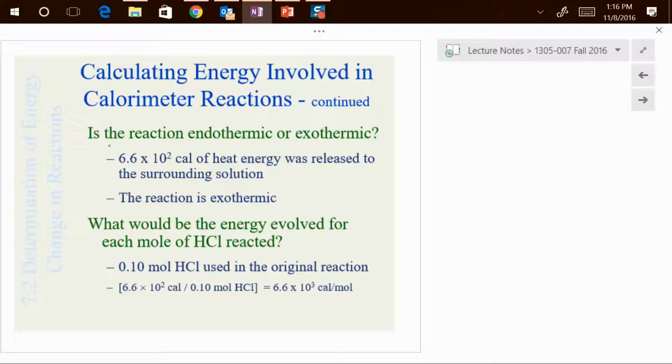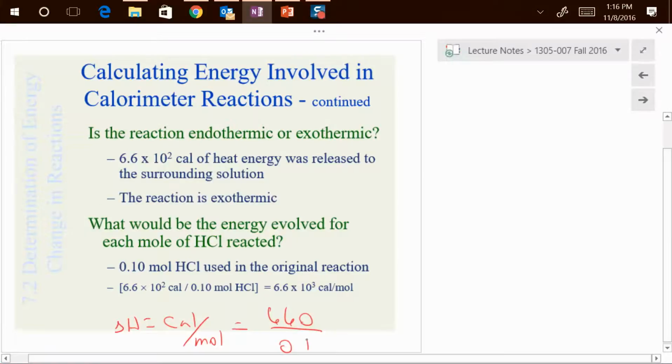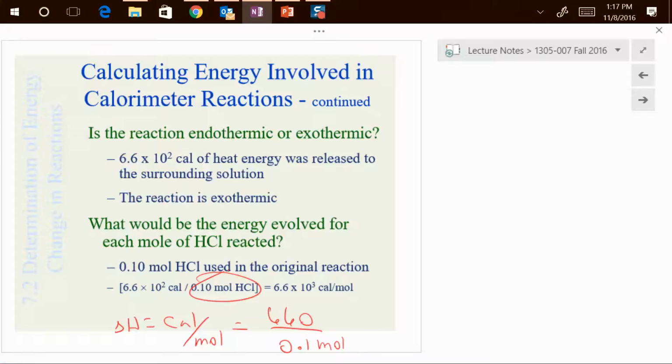What would be the energy evolved for each mole of HCl reacted? So 0.1 moles of HCl used in the original reaction. So if I wanted to know how much energy per mole, which is your delta H, okay? So delta H would be equal to the calories per mole, in this case. So the delta H of this reaction would be 660 divided by 0.1 moles, because that's the amount of HCl. That's how many moles of HCl were reacted. So we simply say the energy per mole, and then that'll tell us.